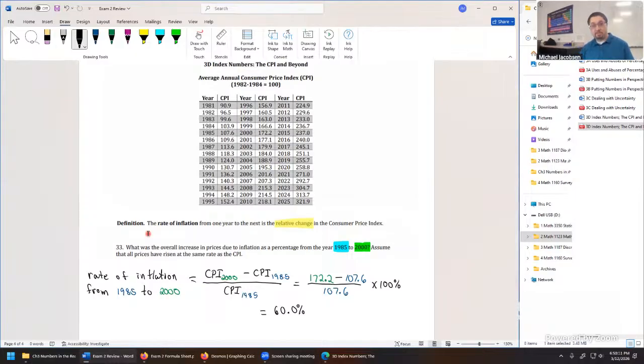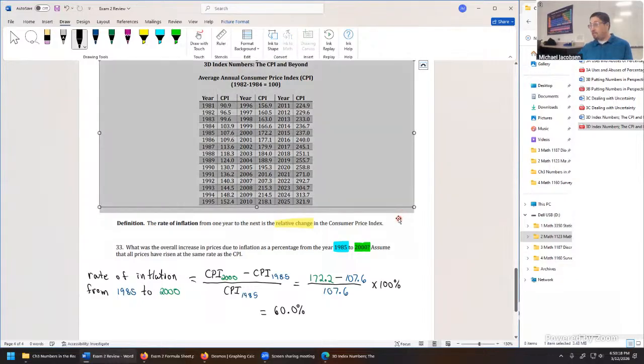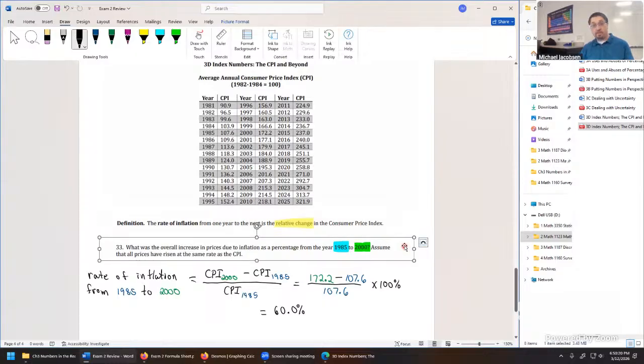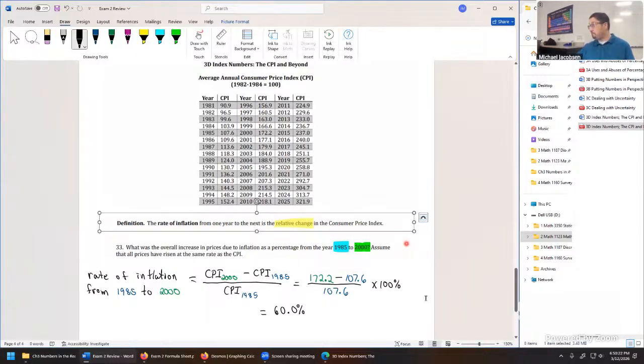Aside from that, other concepts could be asked with their CPI index table as well. So let's take a look into another one as well. But first, any questions or comments on getting through this one?